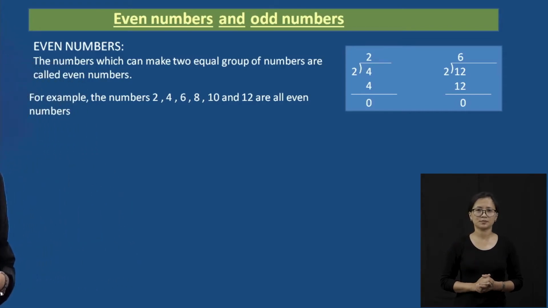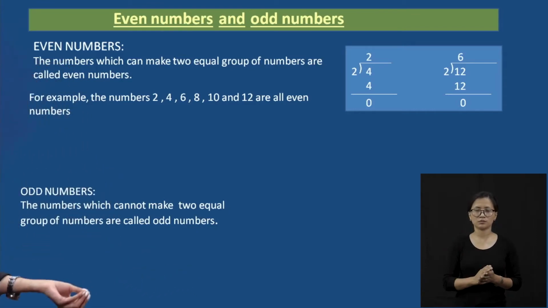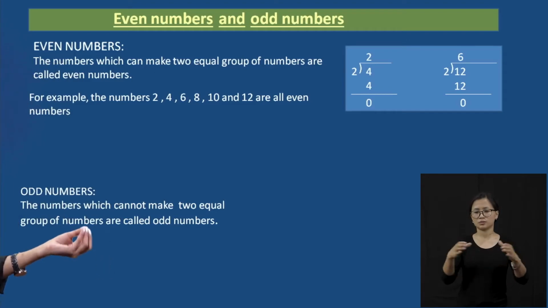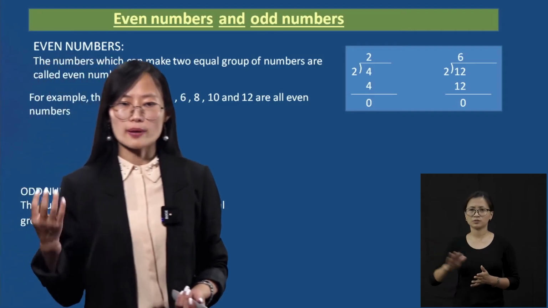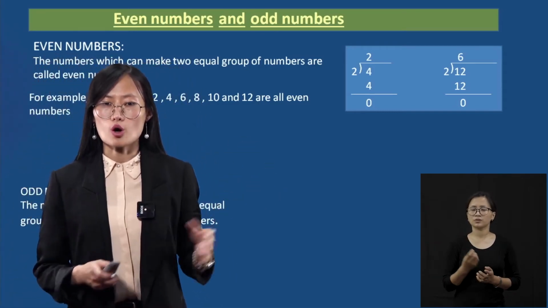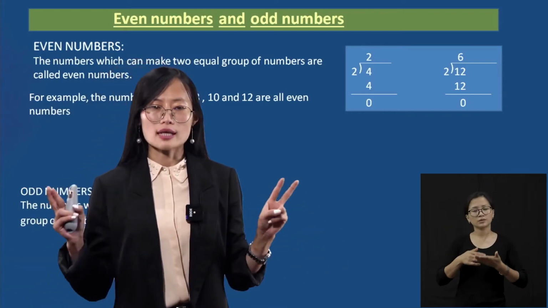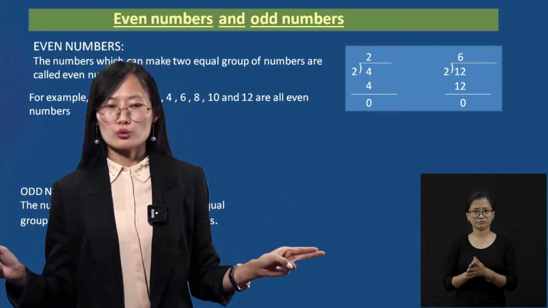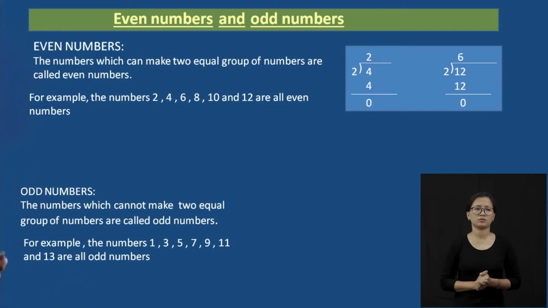Now let's look at the odd numbers. The odd numbers are the numbers which cannot make two equal groups. It is just the opposite of even numbers, which is not divisible by 2. The number which is not divisible by 2, or which cannot be made into two equal parts, are called odd numbers, or you can say which cannot be paired into 2. So again, let's take an example. Examples are 1, 3, 5, 7, 9, 11, and 13, which are all odd numbers.